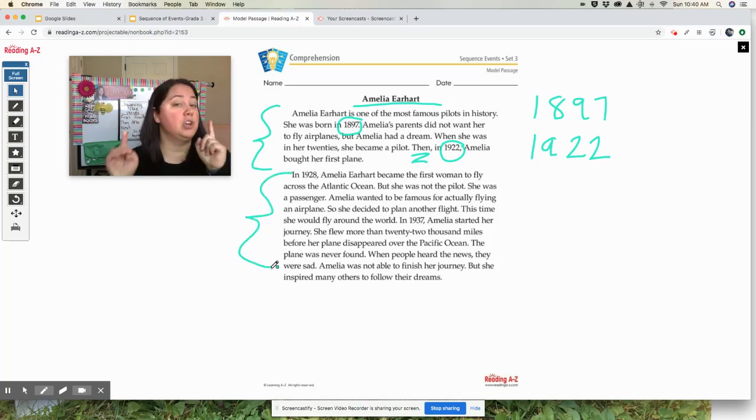Again, your job is still the same. You're looking and you are listening for some sequencing clue words and dates, times, things of that nature.